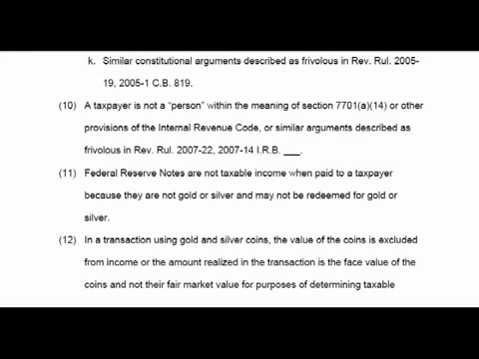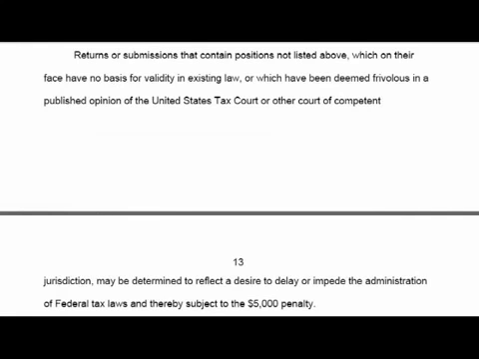11. Federal Reserve notes are not taxable income when paid to a taxpayer because they are not gold and silver and may not be redeemed for gold or silver. 12. In a transaction using gold and silver coins, the value of the coins is excluded from income, or the amount realized in the transaction is the face value of the coins, on and on, but neither one of these are redeeming lawful money pursuant to Title 12, Section 411.